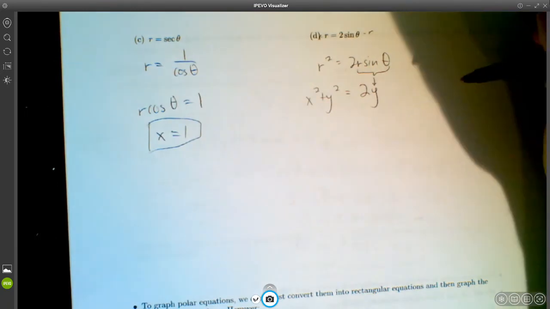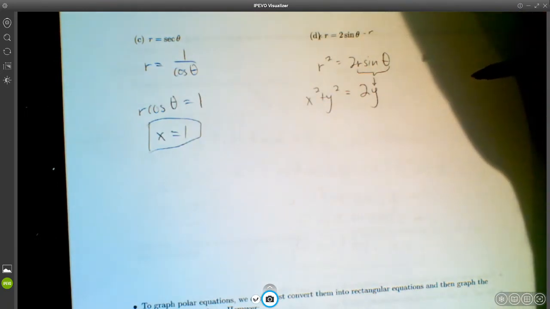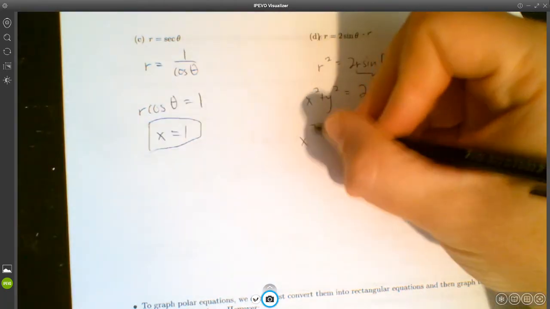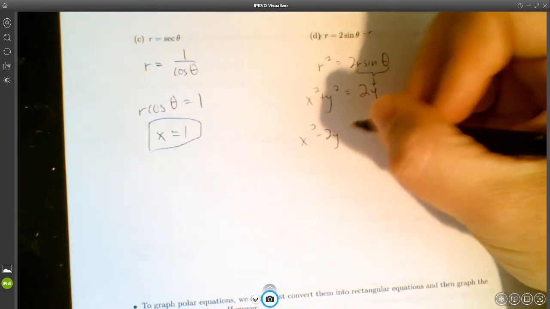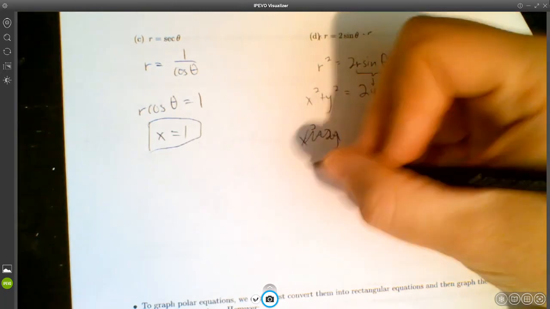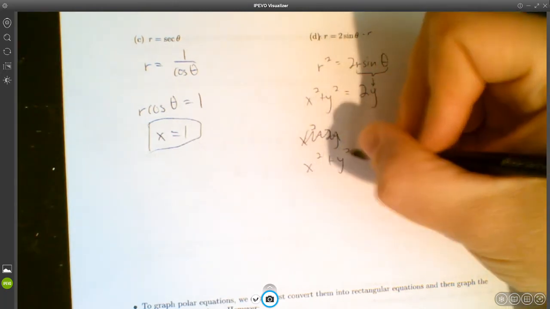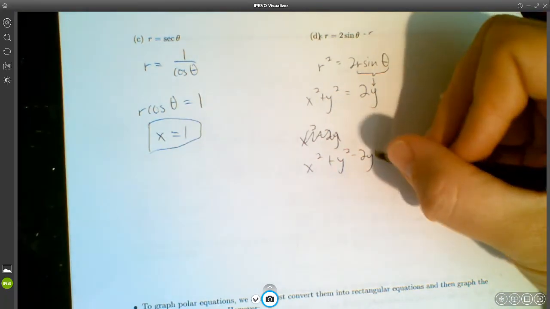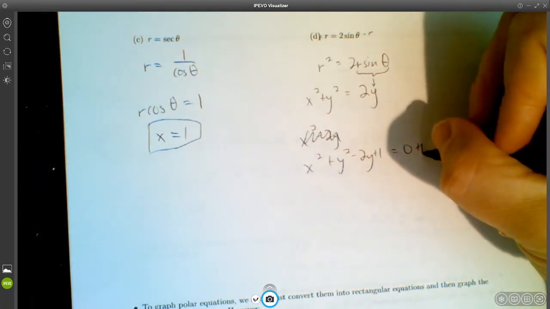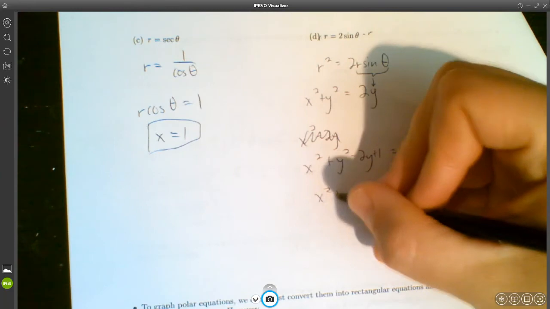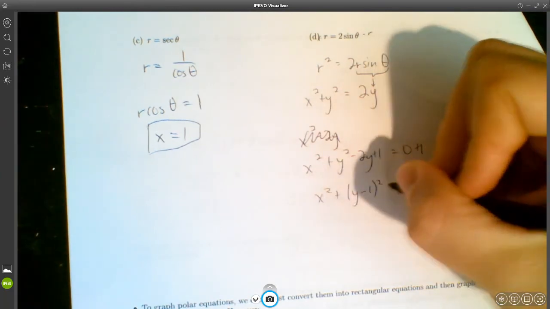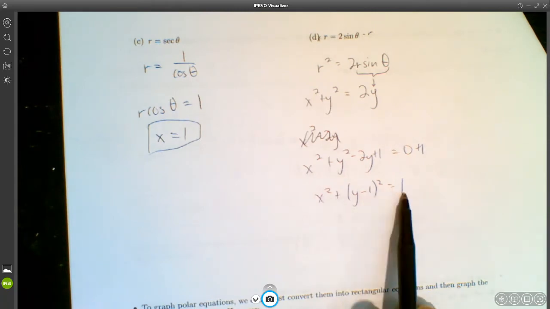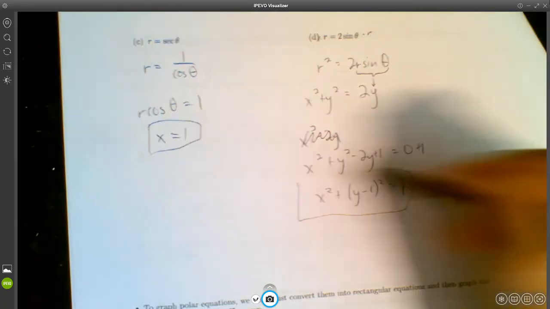This is some kind of circle, right? I could complete the square on it. I wasn't really asked to do that, but let's do it. X squared plus y squared minus 2y equals 0, except that I'm going to add 1 to complete the square. So I'm going to get x squared plus y minus 1 squared equals 1. So it's a circle with center 0, 1, and radius 1. It's pretty nice.